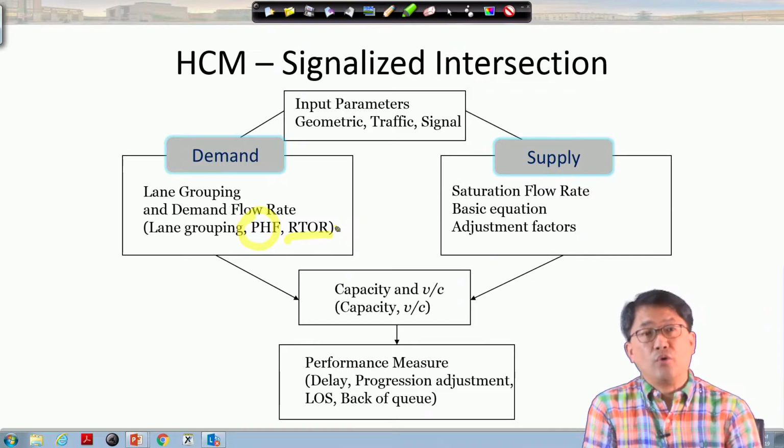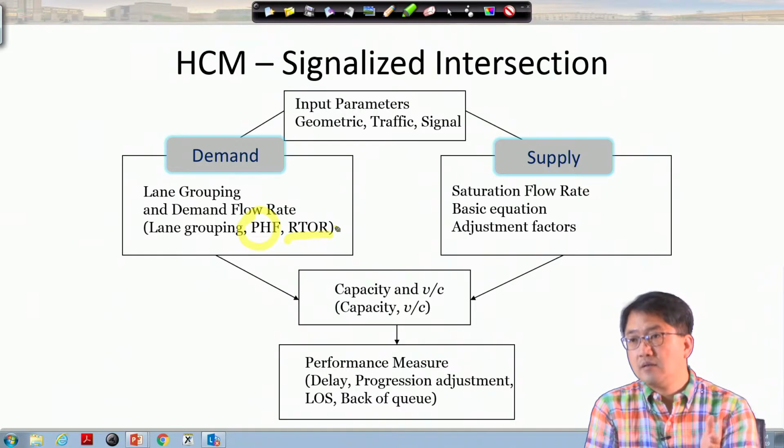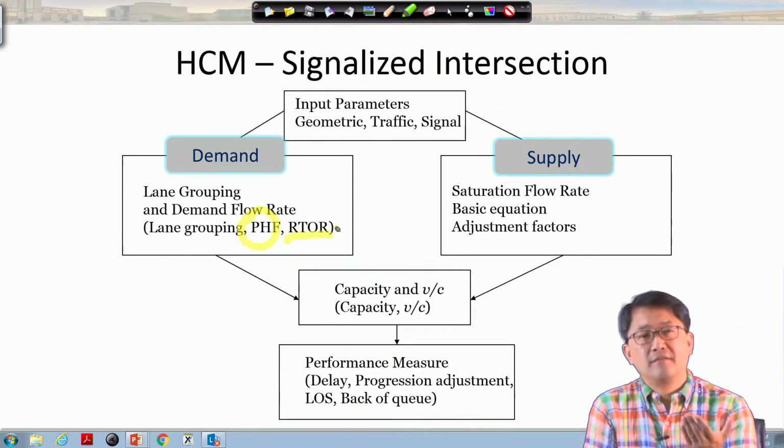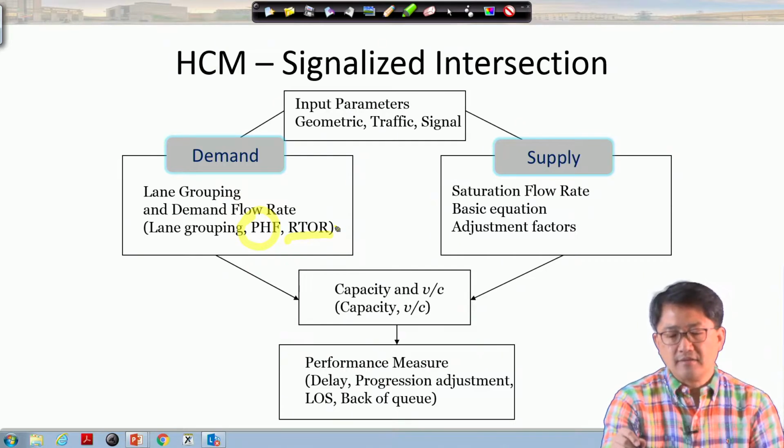Or you could go outside and collect the number of cars passing at the stop bar, how many cars are passing through, and you can look at the headway, and then what is the saturation headway? Under saturation, how many cars can get through? So once you know saturation headway, saturation flow rate is 3600 over saturation headway, so you can actually calculate that. So that is something you can calculate for supply side.